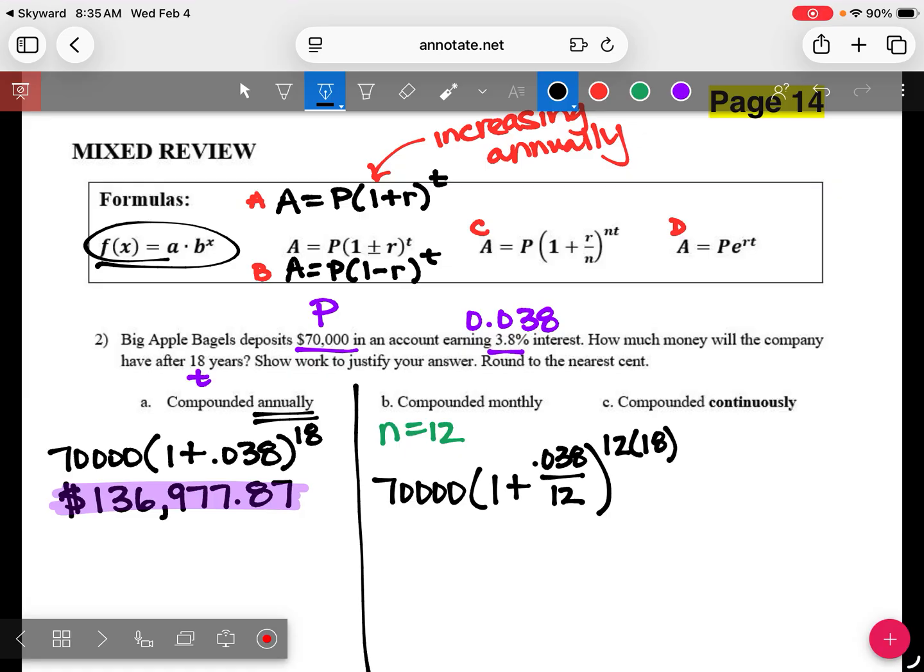Go ahead and type that in. Your number should be close to A. It should still be like 130, maybe 140, but no more than that. All three of our answers should be pretty close together.